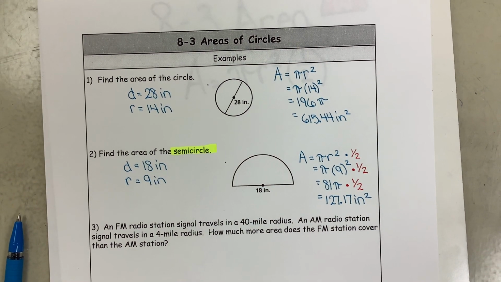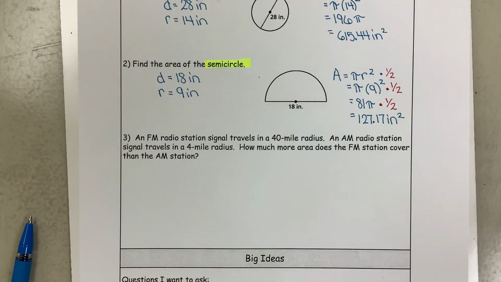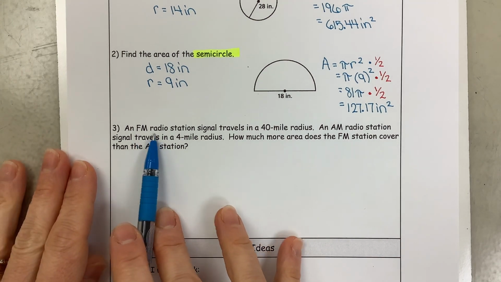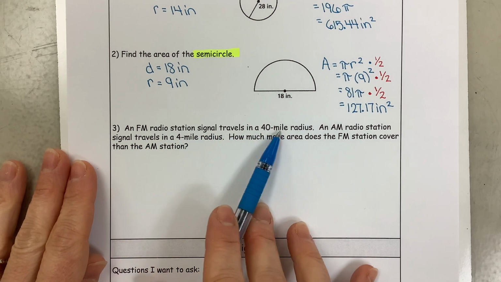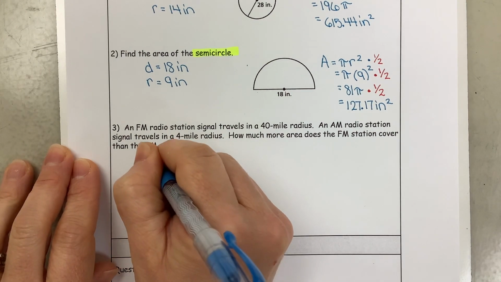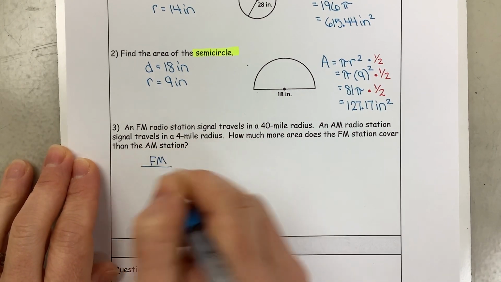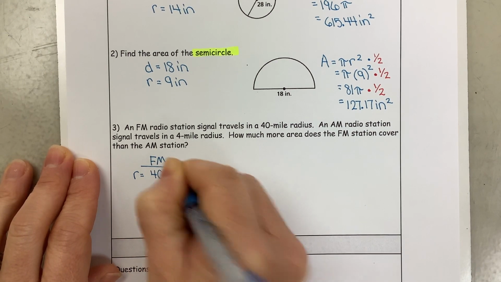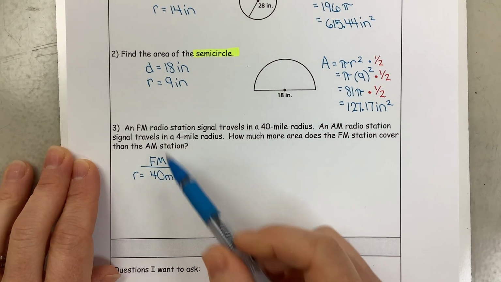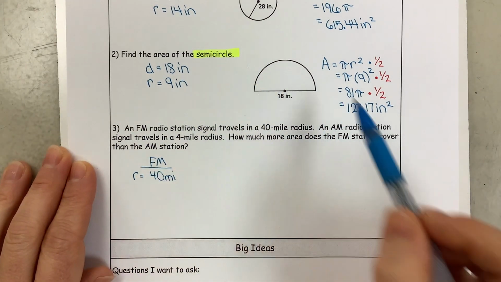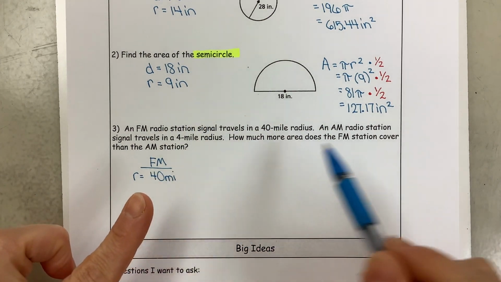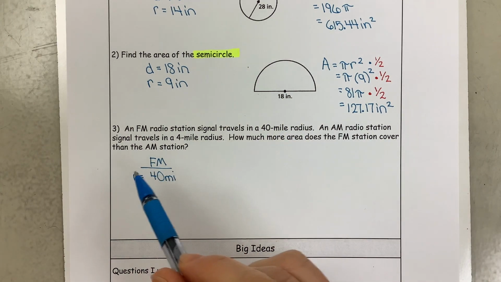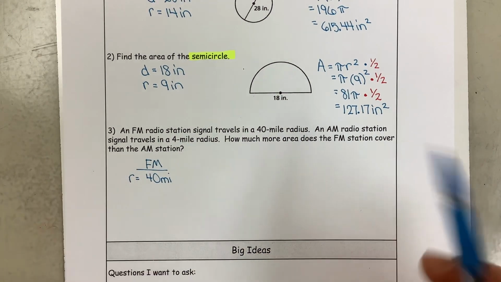Alrighty. Now, sometimes you can be given word problems. How are we going to go about solving these? So for instance, an FM radio station signal travels in a 40-mile radius. Okay, so when we are dealing with an FM station, the radius is 40 miles. So the sound emits 40 miles. It doesn't mean it's 40 miles this way, it just means 40 miles as our radius, okay? So total across would be 80 miles, right?